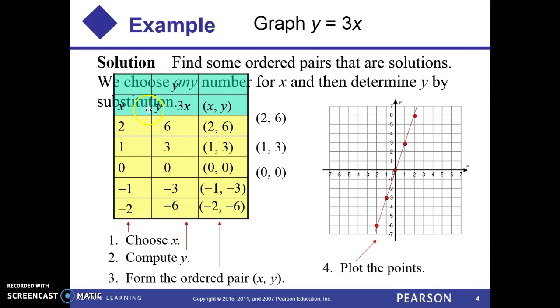The x's and y's are in the first 2 columns, and then the ordered pair is in the third column. You can see the ordered pair is 2, 6. Then the next ones are 1, 3; 0, 0; -1, -3; and 2, -6. Once you pick those ordered pairs and plot them, you just draw a line through them. You can freehand draw this graph on your paper, take a picture of or scan your work, and turn that in.